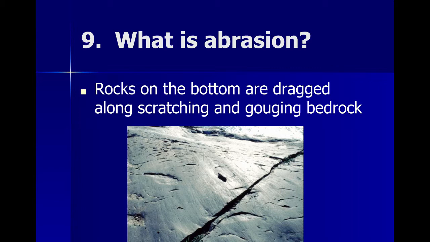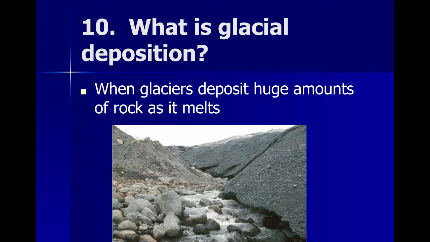Now what happens when the glacier melts? When the glacier melts, it deposits all the rocks and sediments that it's been carrying all along, and all the rocks and sediments it's been pushing ahead of it. So the glacial deposition is when the glacier melts, it's all the debris, all the sediment and particles and rocks that it's left behind. So you're writing glaciers and deposit.